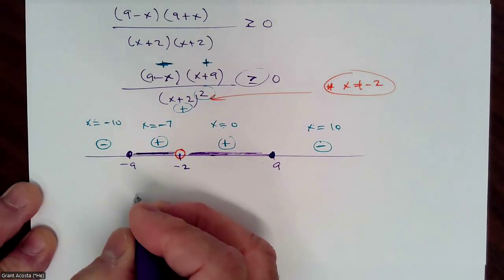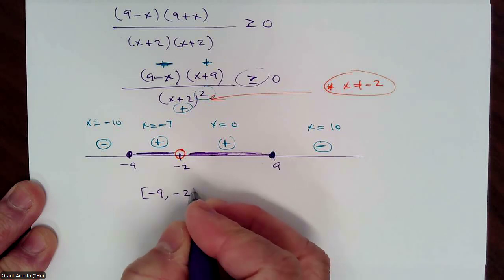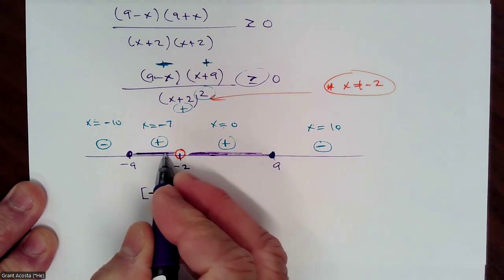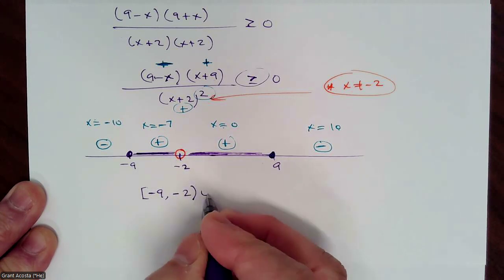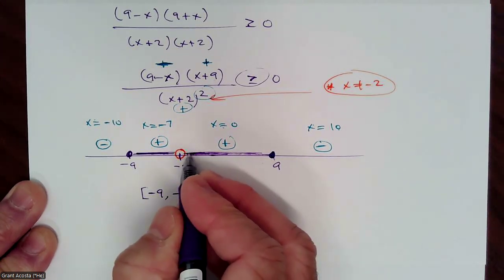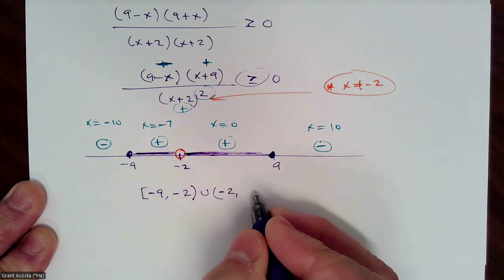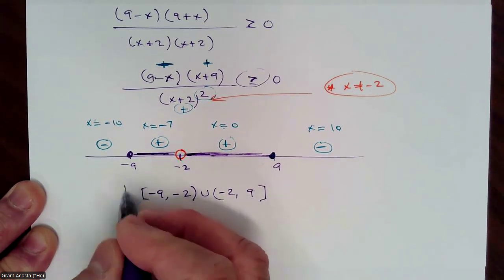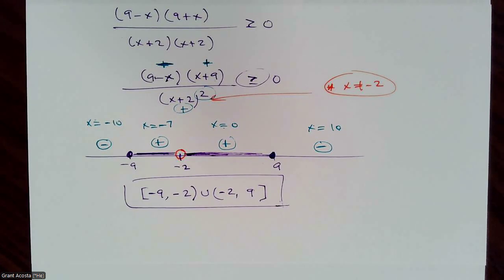So in interval notation, we would write this as negative 9 including to negative 2 not including. That means we can get really close to negative 2 on the left side, but just not actually to negative 2. And then we can go on the other side of negative 2, so something a tiny bit bigger than negative 2, and go all the way to 9. And all of these numbers will satisfy our original inequality.